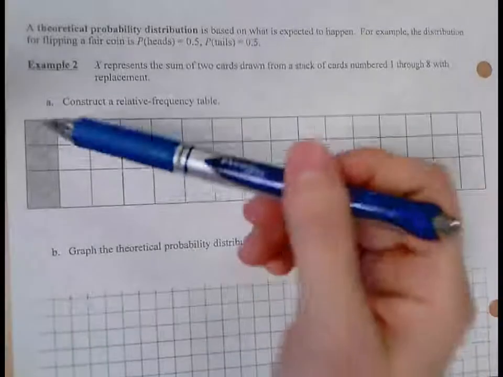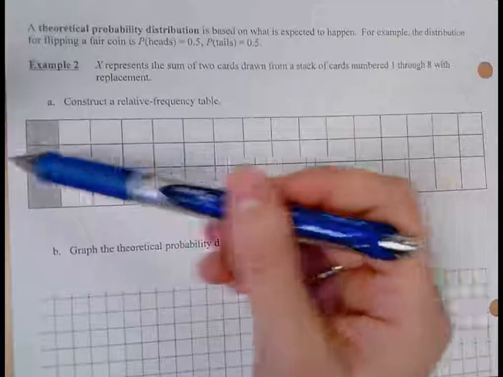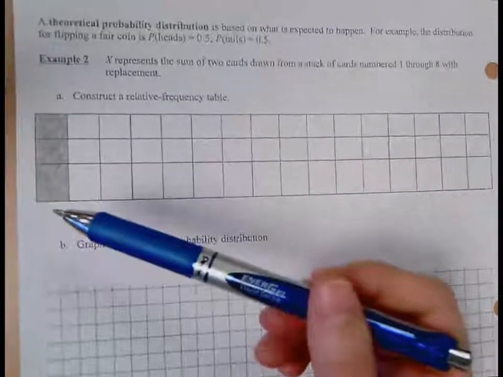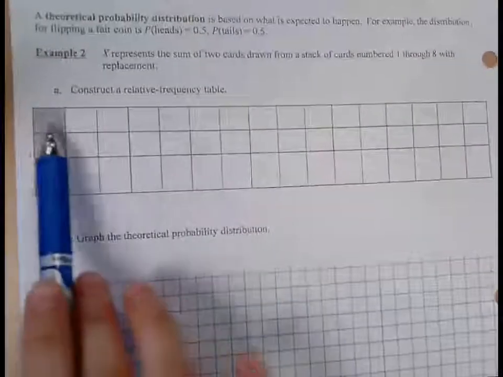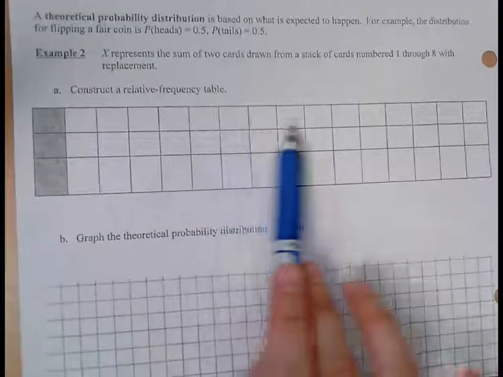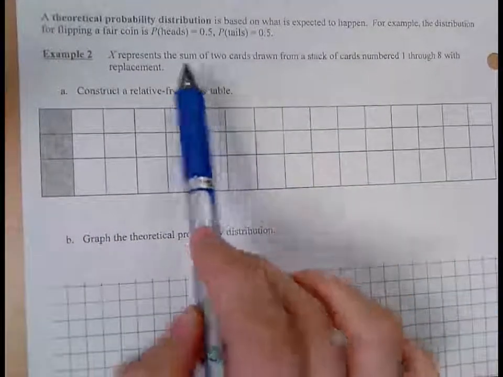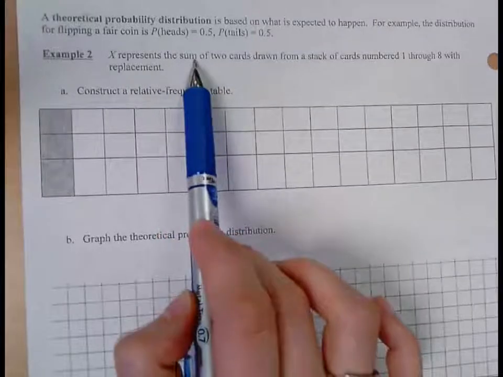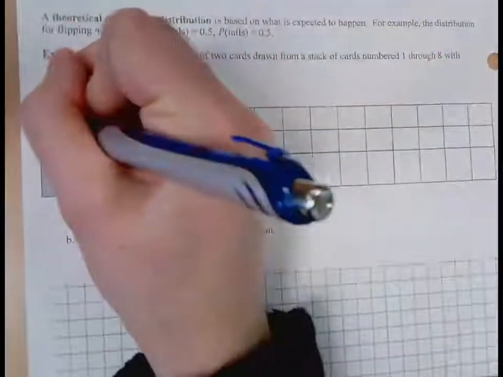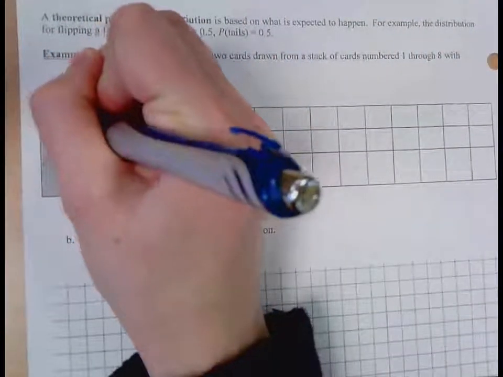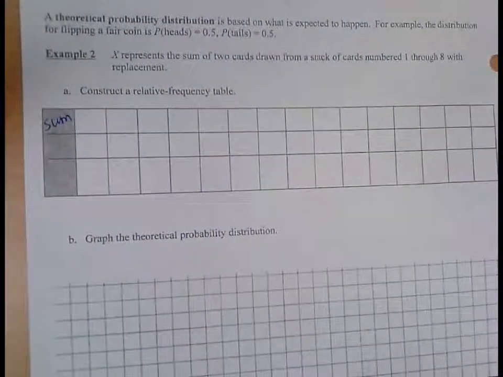And I don't have what all of our 3 rows are representing here. The first row, we need to come up with what our sample space is, and our sample space is going to be all of the sums that we could get. So I'm just going to put sum here. So we're going to be looking for the sample space first, meaning if I do draw 2 cards, what are the possible values that I could get?